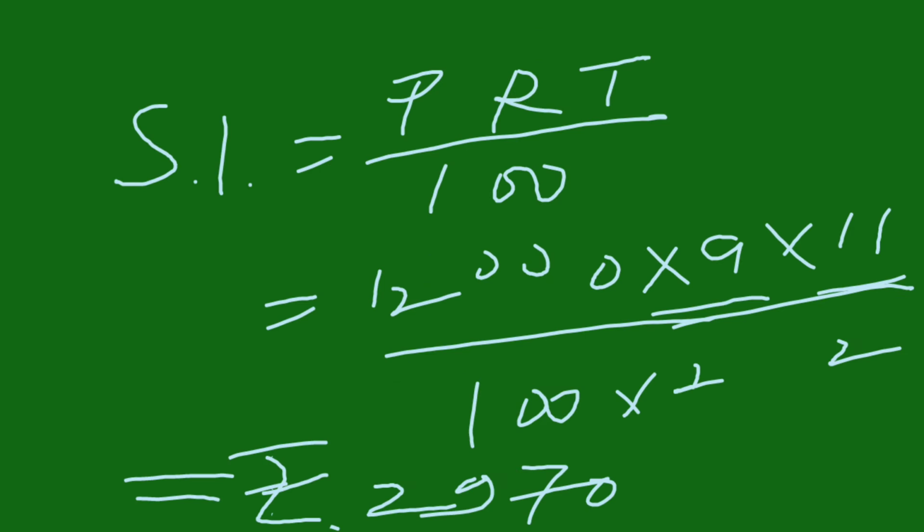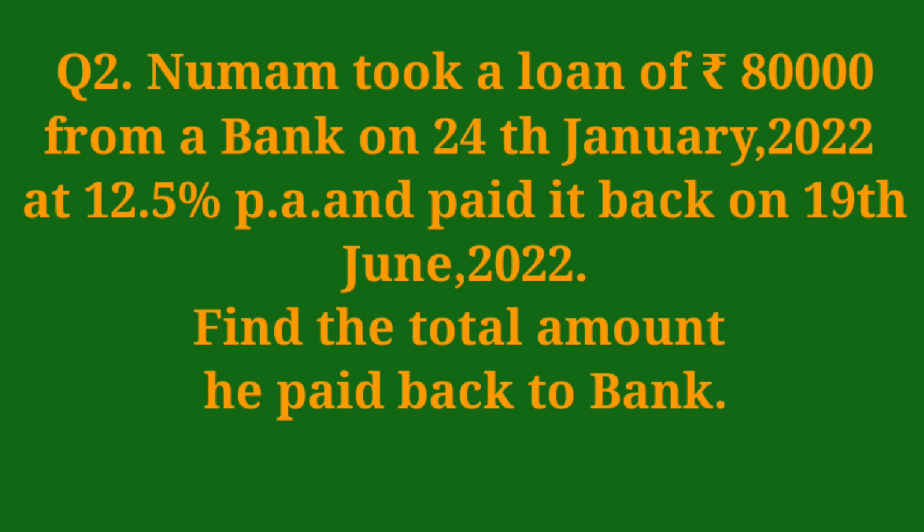That is the answer. Here I have done the workout for your understanding. This 100 comes down, 2 comes down, and that 2 also comes down.